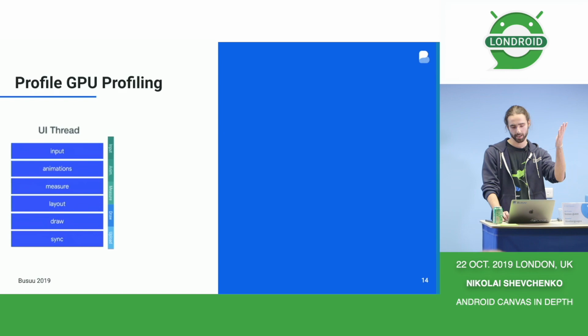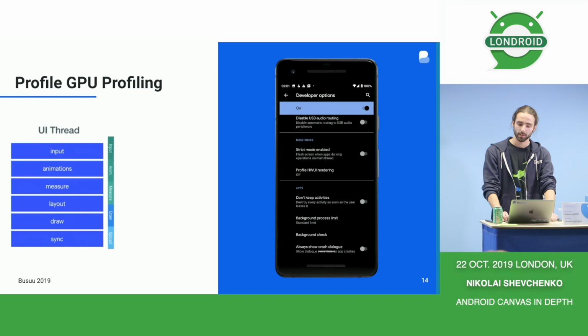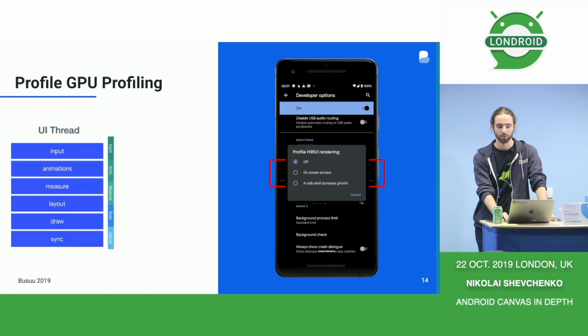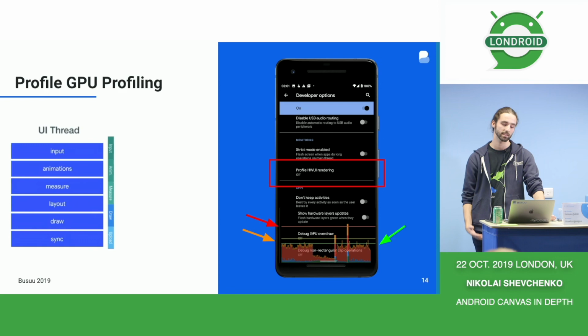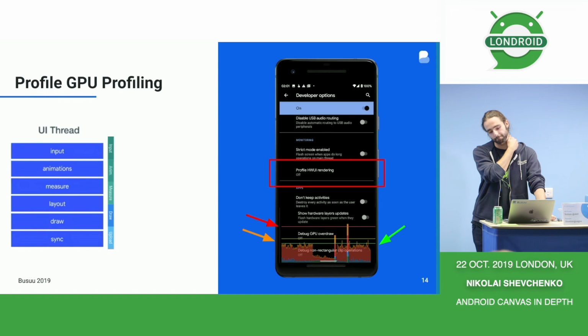And in order to start seeing this kind of thing, you go back to developer options, our favorite place. You click on profile HWUI rendering, hardware UI rendering. You select on screen as bars, and you start seeing this kind of funny thing going on on your screen. Immediately you can notice there are three different lines here. Obviously, the green line means 16 milliseconds, which is your ideal time for not dropping frames. And the orange line, I'm not really sure why the orange line is there, but the red line is there to indicate 32 milliseconds, which means you're dropping two frames. And as you can see in the image right now, you don't really see any of the colors that I'm showing you in the UI thread.